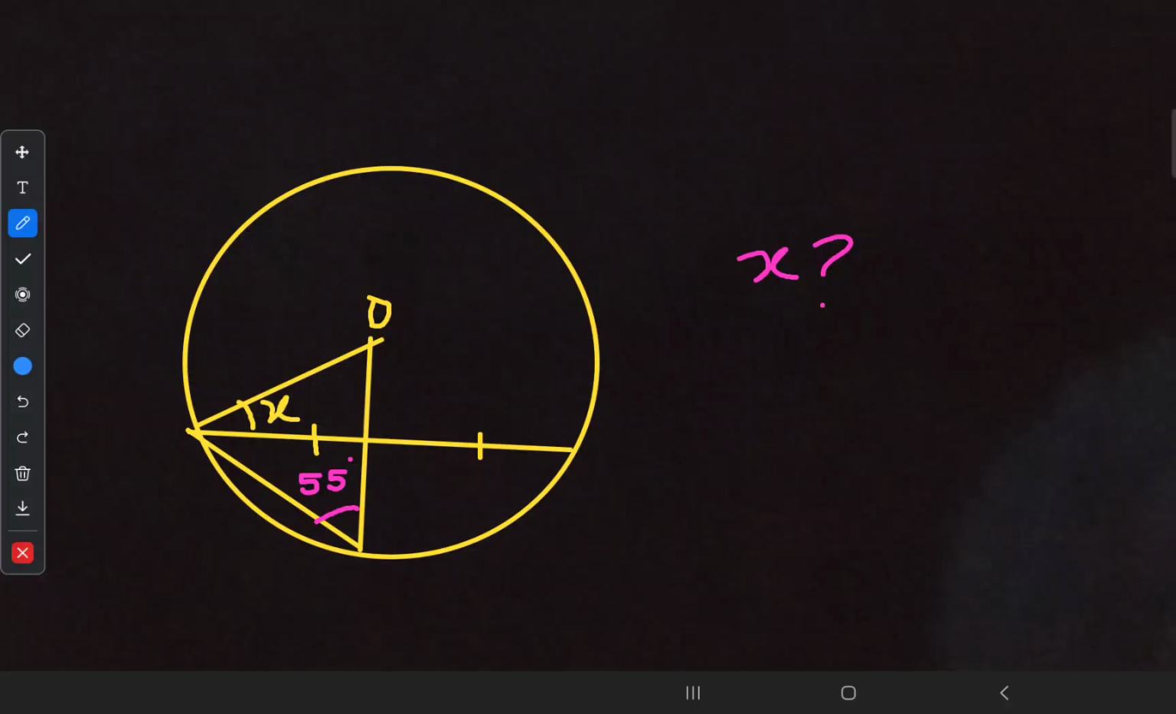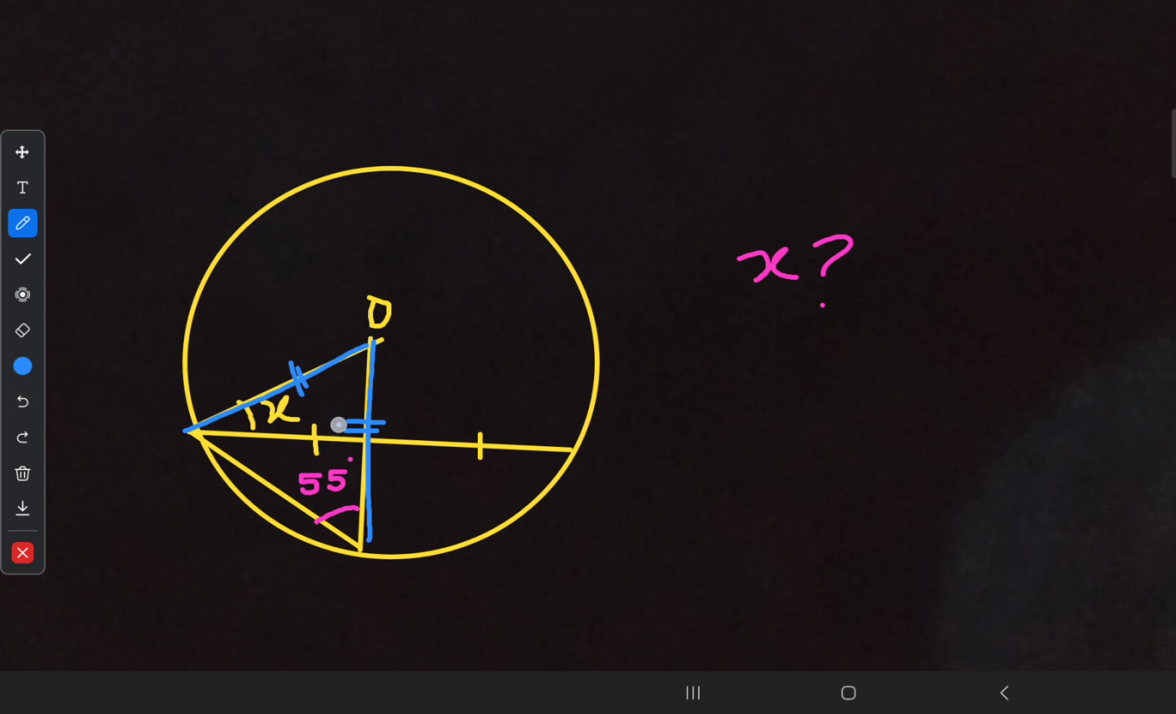Okay, let's see. By looking at that, you can conclude this one and this one, these two, are radii in a circle. This one and this one are equal with each other. This and this, these are radii of the circle. So the angle which is opposite to this radii is 55.